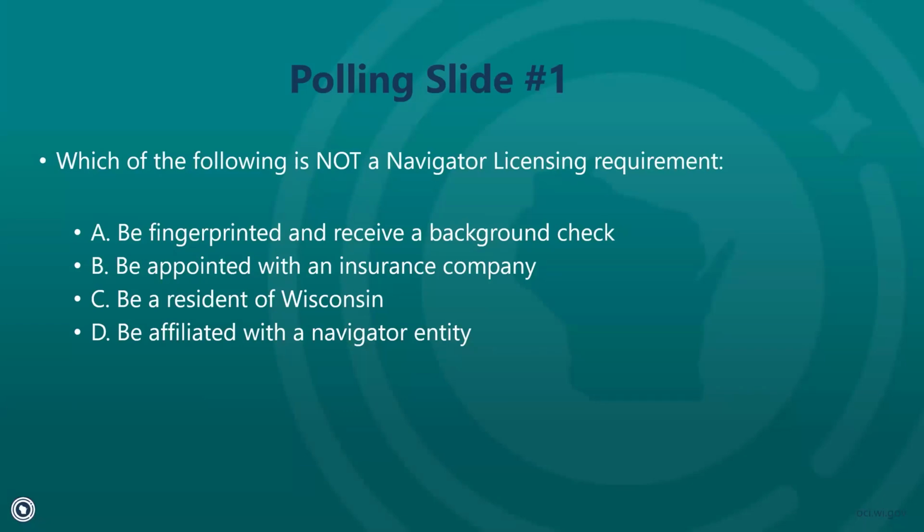All right, so we've come to our first polling slide question already this morning. Which of the following is not a navigator licensing requirement? A, be fingerprinted and receive a background check. B, be appointed with an insurance company. C, be a resident of Wisconsin. Or D, be affiliated with a navigator entity. We'll give you about 10 seconds here. Okay, so the answer is B, be appointed with an insurance company. Next slide, please.